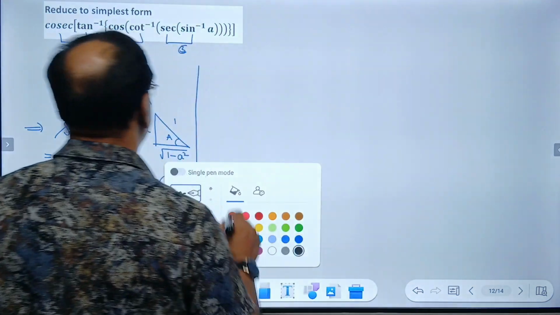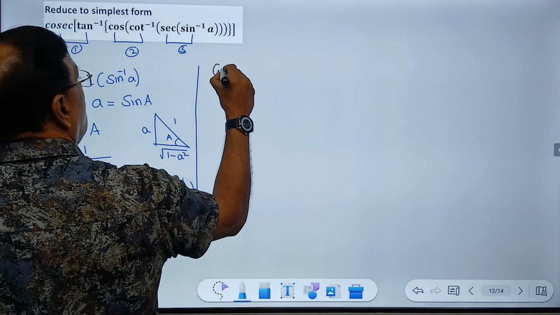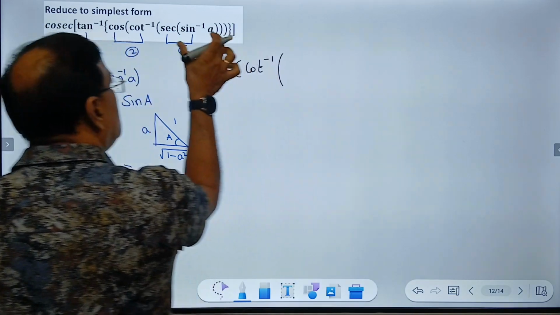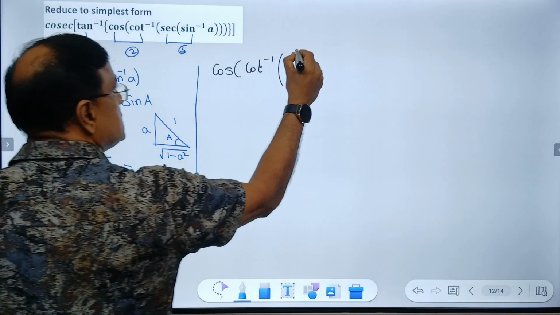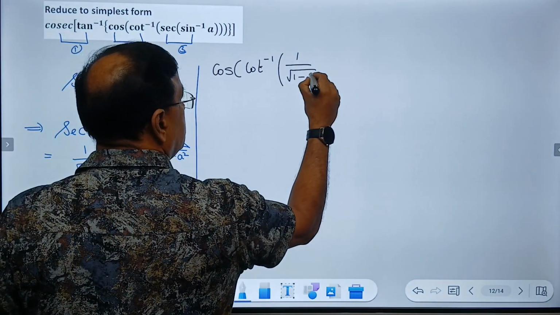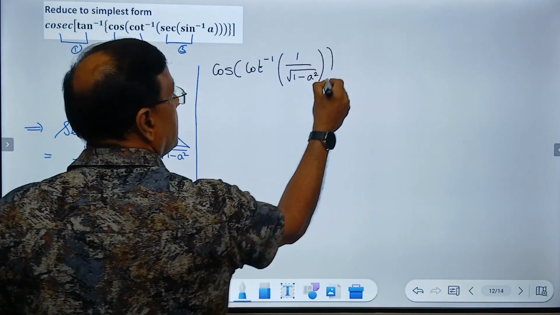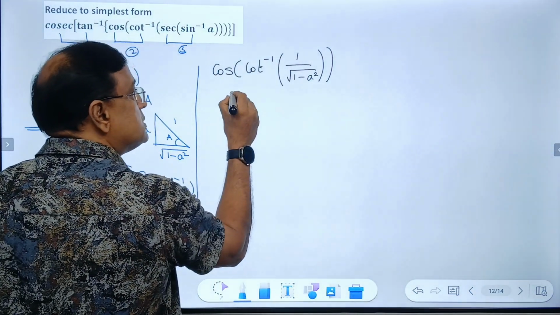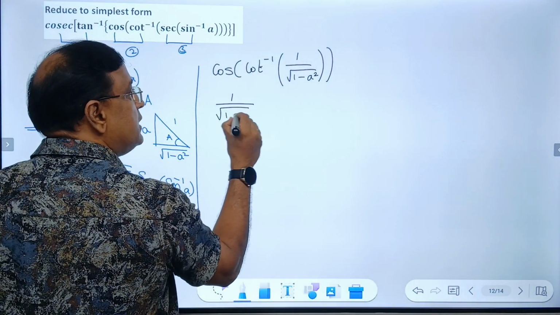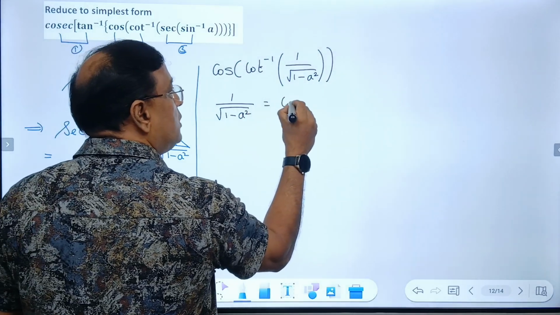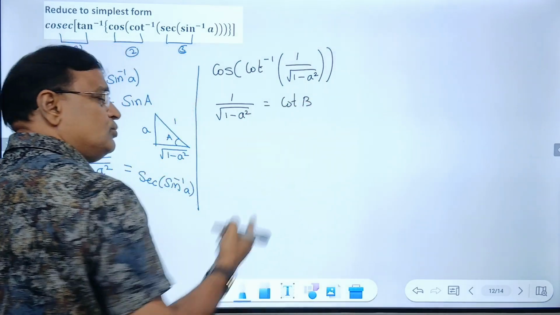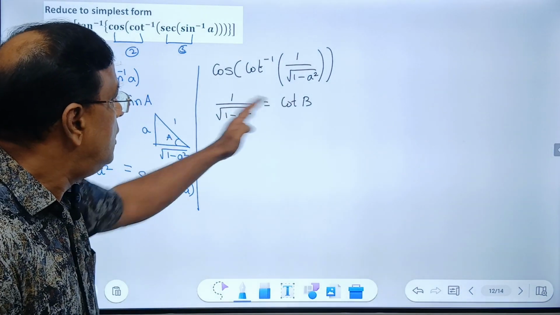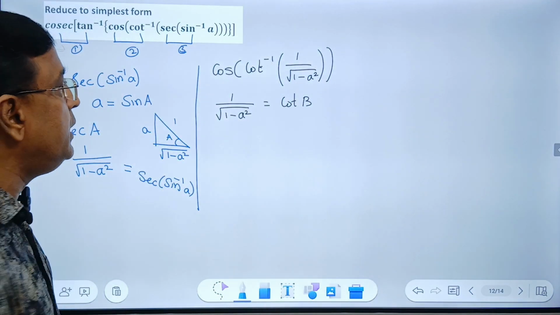Now, let's go to the second part. The second part should be cos of cot inverse of, what is this? You have proved this as 1 by root of 1 minus A square, isn't it? Now what I will do, since this is cot inverse of this, I'll take root of 1 minus A square as cot B. Better not use the same alphabet, because they are not connected. I don't want to get confused. I'll call it cot B.